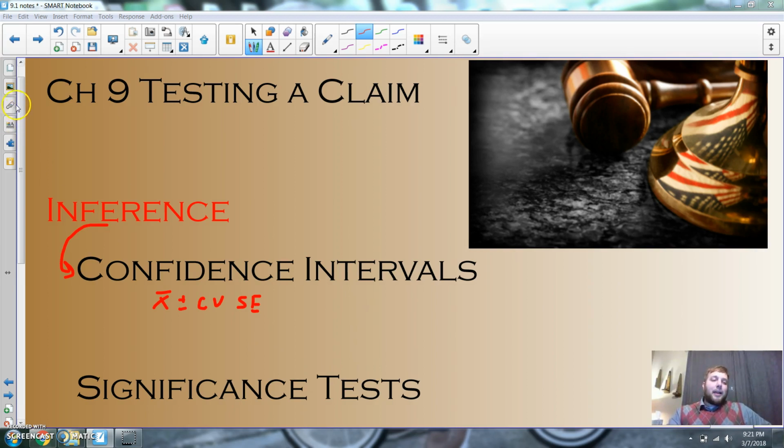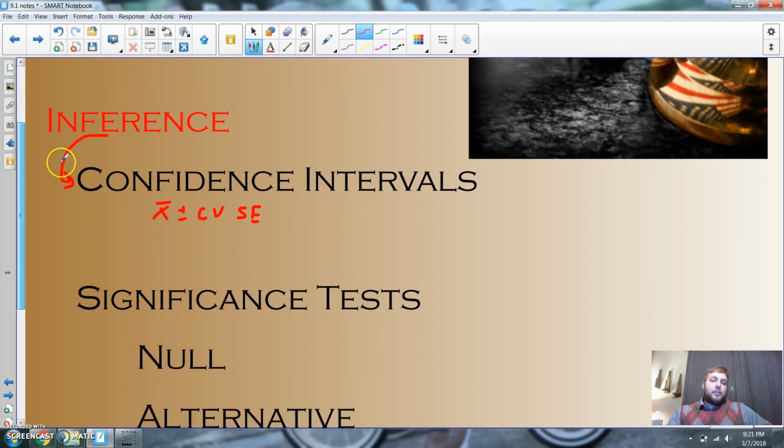Our next topic is still a branch of inference, and it is called a significance test, otherwise known as, we abbreviate a lot, just a sig test. Not testing sigs. It's a significance test. Gotta get that straight.